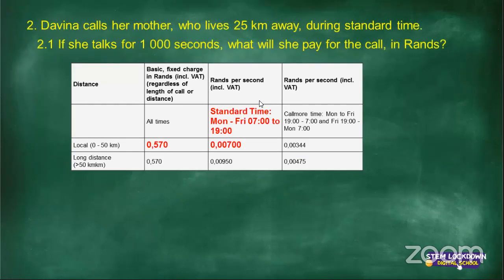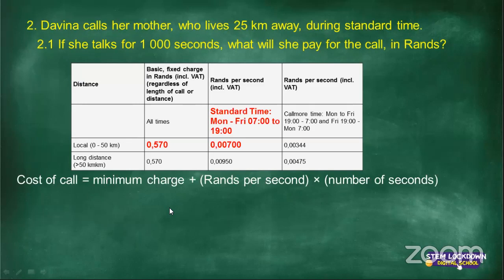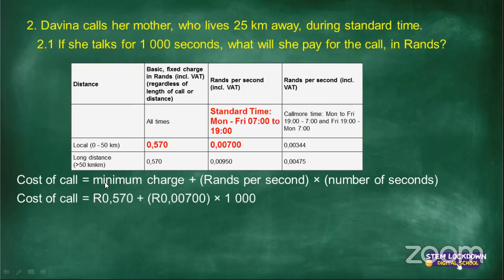The second one: Davina calls her mother, who lives 25 kilometers away, during standard time. If she talks for 1,000 seconds, what will she pay for the call in rands? The formula you'd use here is: cost of the call is equal to the minimum charge or the basic charge plus rands per second multiplied by the number of seconds. Cost of the call is 0.570 plus the highlighted ones. I highlighted them in red for you so you understand what we are working with.